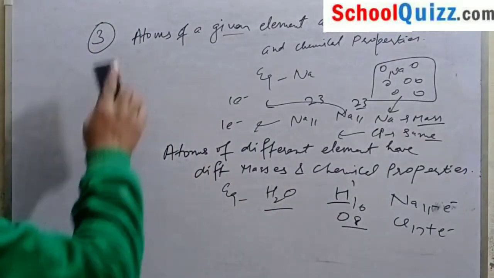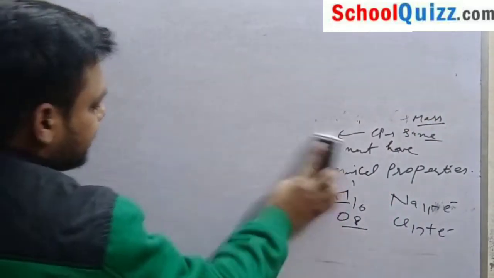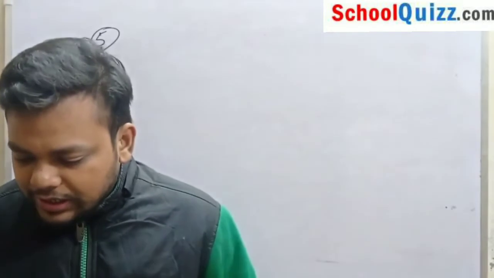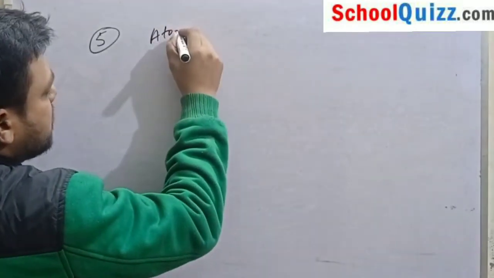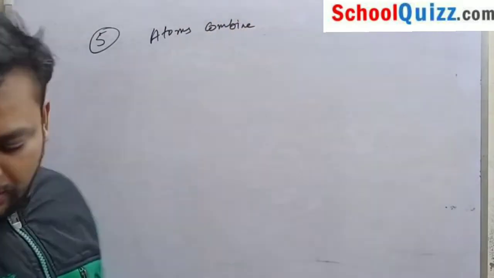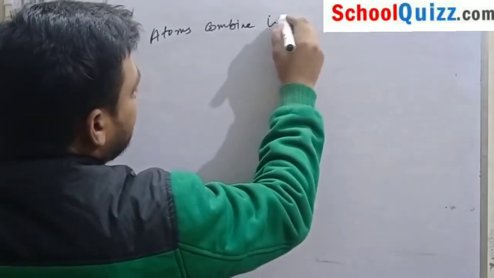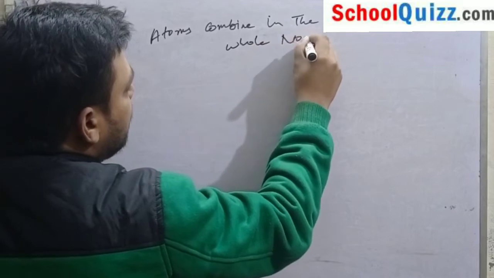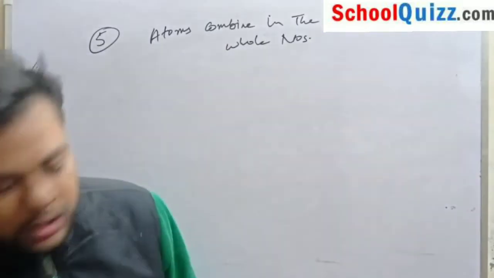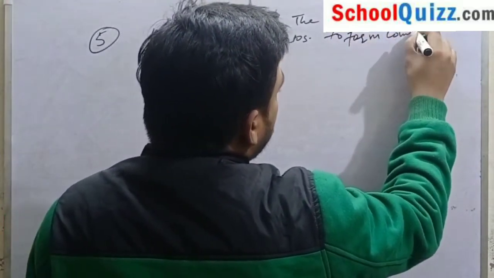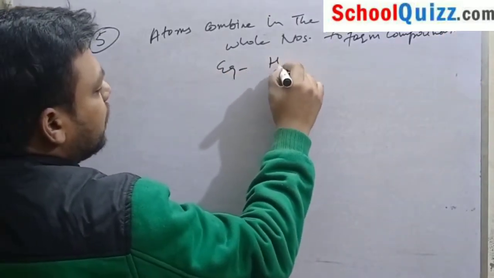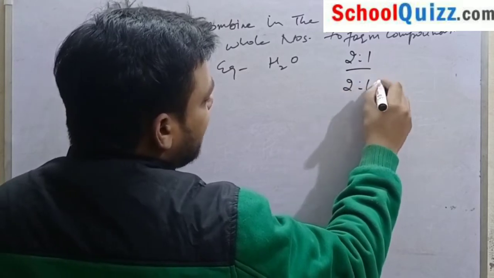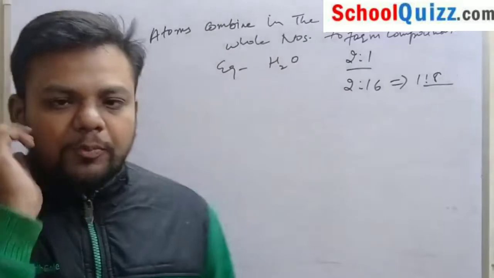Okay, now we will move to the fifth postulate. Our fifth postulate is atoms combine in the ratio of small whole numbers to form compounds. For example, if we take a molecule of water, as we have already discussed, its ratio by atoms is 2:1 and by mass is 2:16, or we can write it as 1:8. There is a whole number ratio.